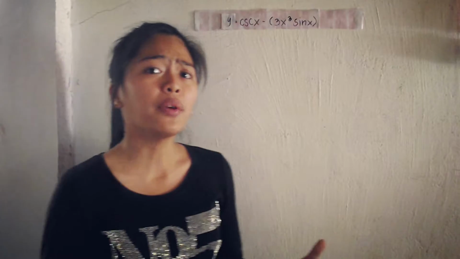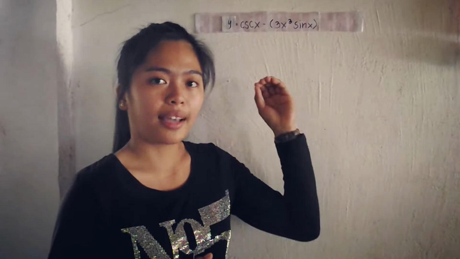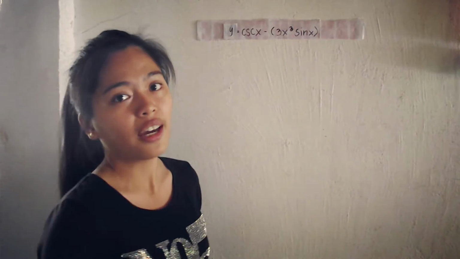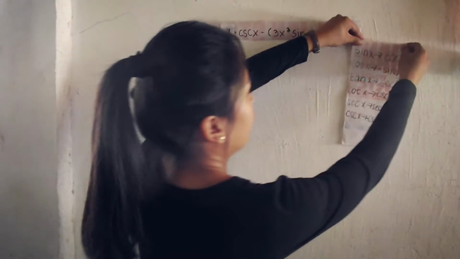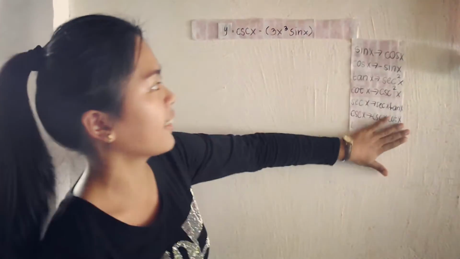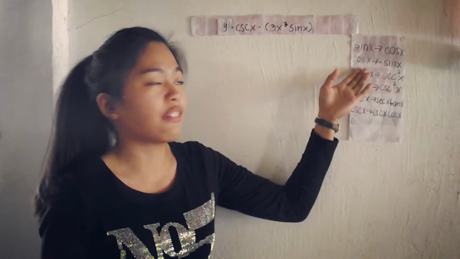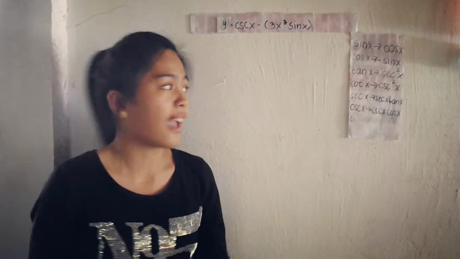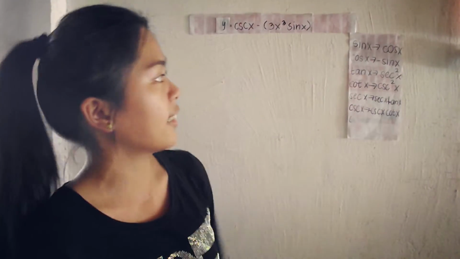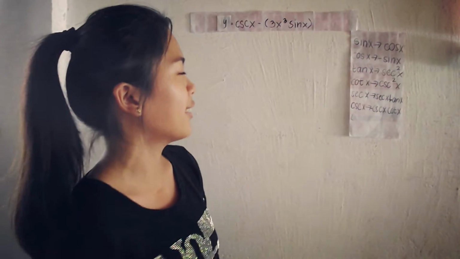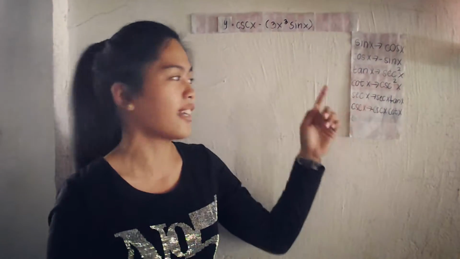Before we get to the next steps about how to solve this, we have to remember the different theorems about the derivatives of each trigonometric function. For example, the derivative of sine x is equal to cosine x. The derivative of cosine x is equal to negative sine x, and the derivative of tan x is equal to secant squared x. Then the derivative of cotangent x is equal to negative cosecant squared x.